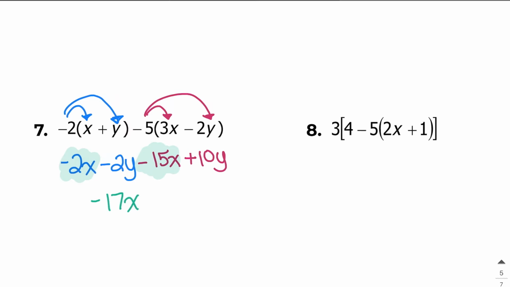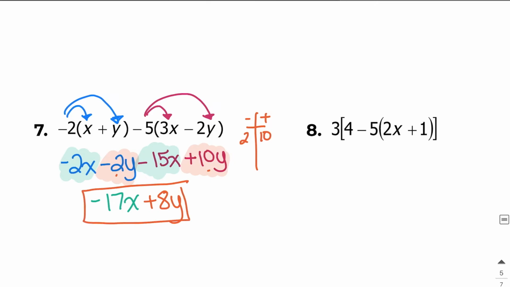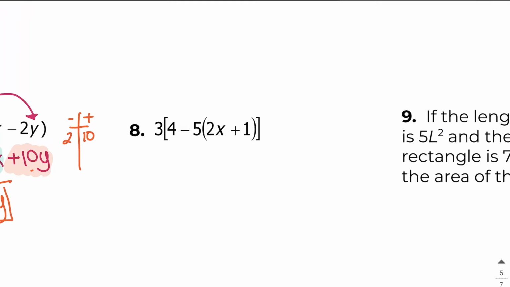And I also have this negative 2y and this positive 10y. So negative 2y plus 10y, when I put those two together, let's do the scoreboard for that. So negative 2 plus 10, team negative won the 2 points, team positive won the 10 points, so team positive won by 8 points, so this is 8y. Now this negative 17x and this 8y have different variables, so they're not like terms, so I am done with this question right here.